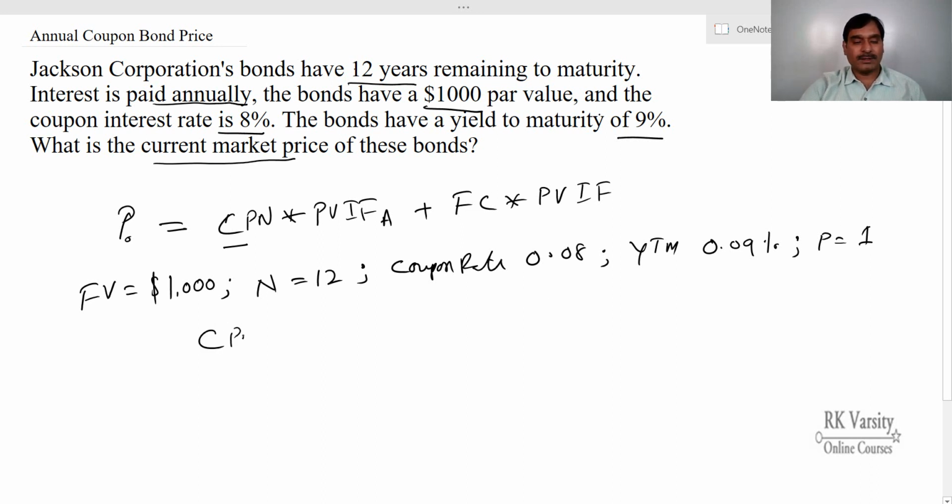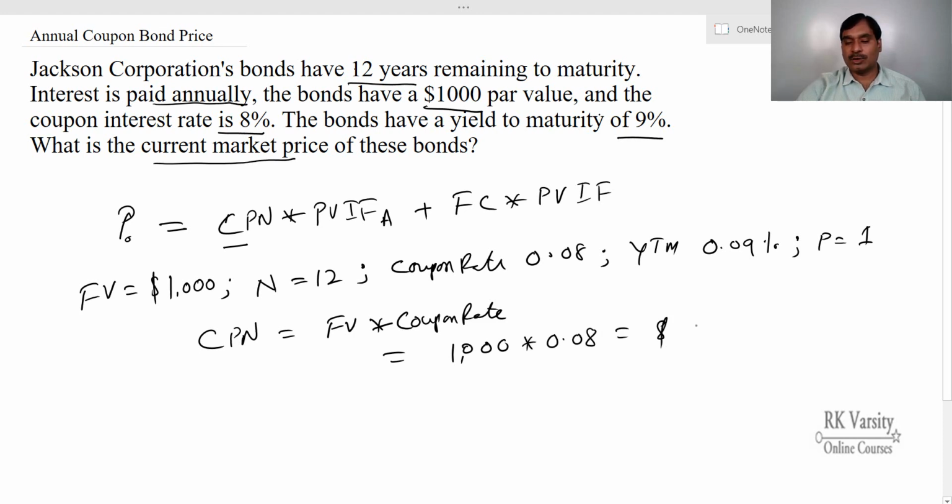Your coupon amount equals the face value of the bond times the coupon rate. So this equals $1,000 times 0.08, which equals $80. So $80 is the coupon payment per year.